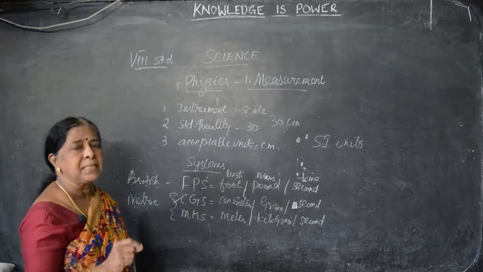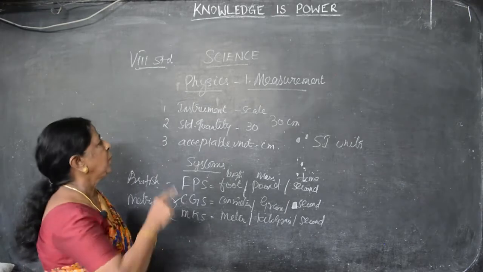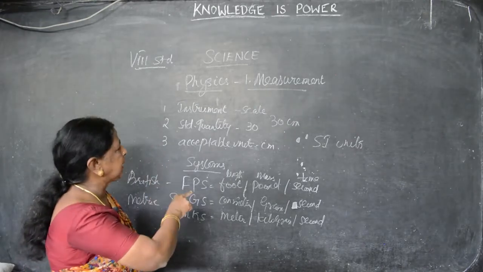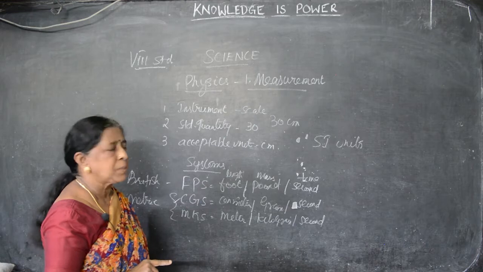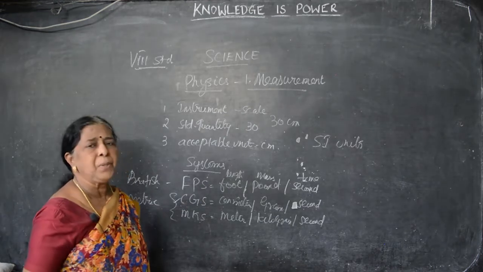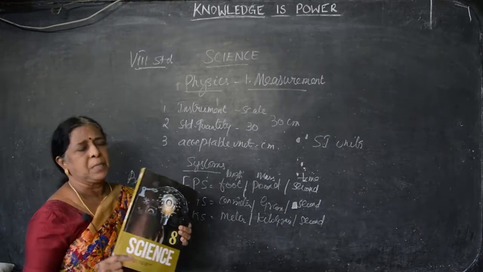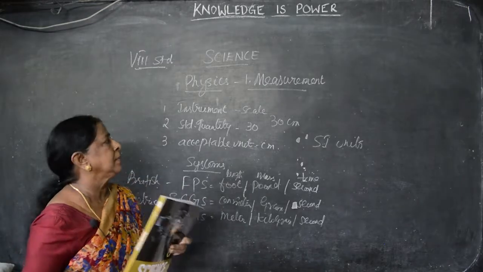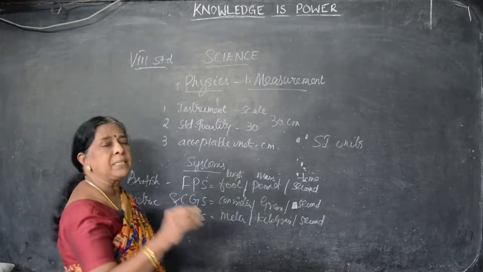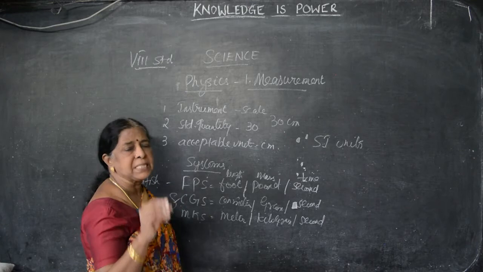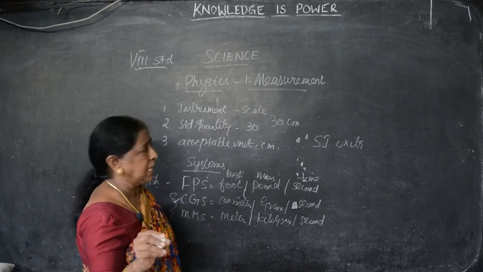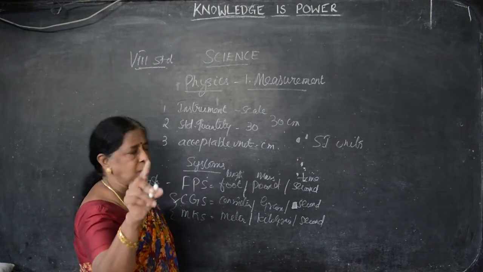So, to measure things, we need 3 things. One is instrument, the other one is standard quantity, the third one is acceptable unit. For example, take our science book, that may be 30 centimeter length. To find out it is 30 centimeter, we are using a scale. What's the instrument there? Scale. By using the scale, we are measuring the length of that.